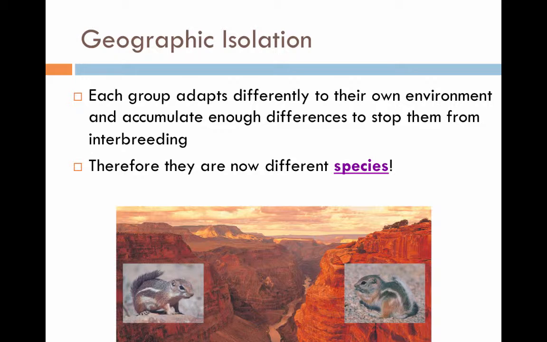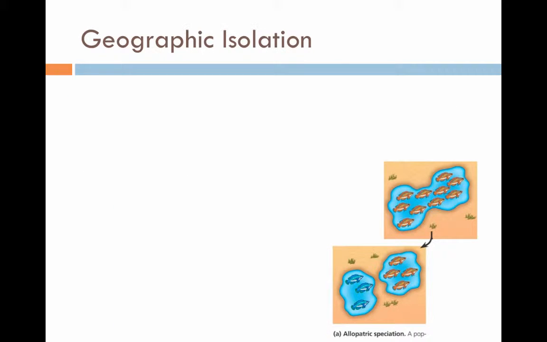Therefore, they are different species. Here's another example. In one lake, there's a species of fish. The lake starts drying up, and now the fish are separated into two separate ponds. Over millions of years, the one population of fish that is now separated adapted to their own ponds and become so different that the two groups of fish can no longer interbreed. Therefore, they are considered two different species now.